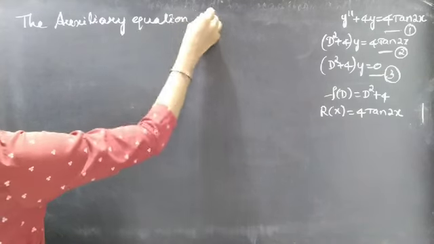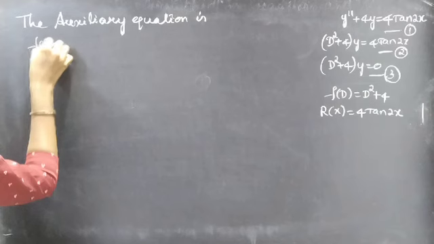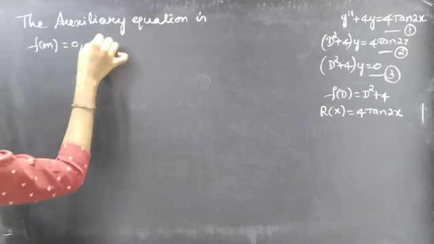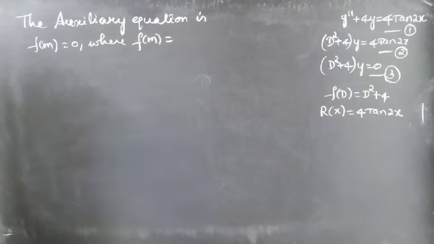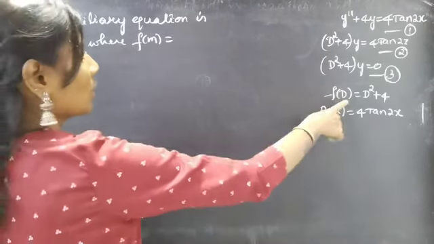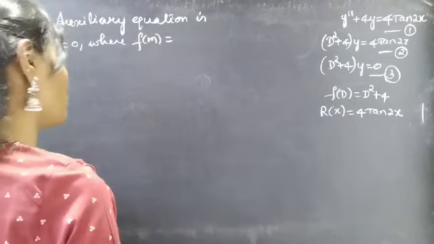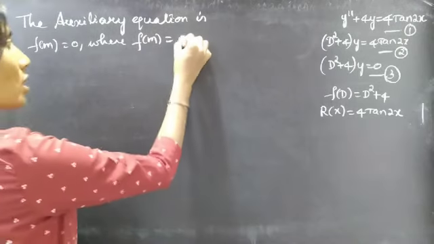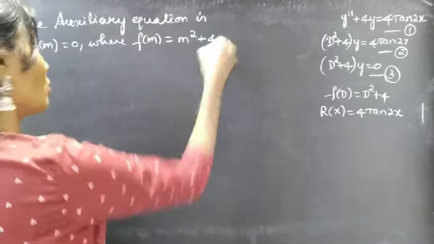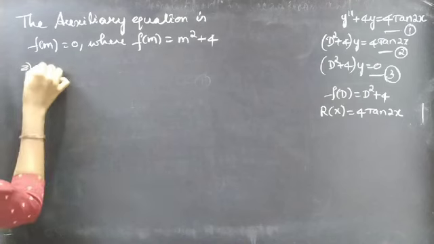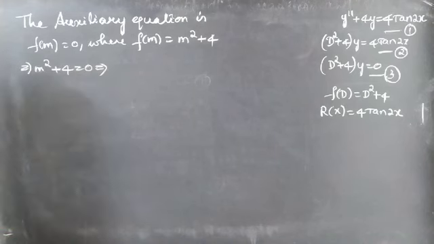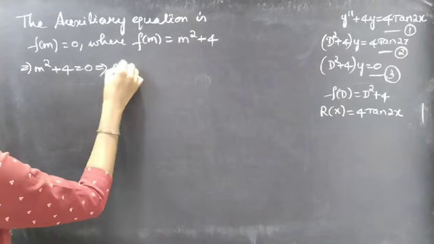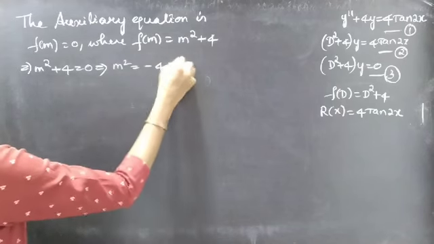The auxiliary equation is f of m equal to 0, where f of m equal to, we have f of D equals D square plus 4, right? Let's replace the differential operator D by m, so that we'll get f of m equal to m square plus 4. Now the auxiliary equation becomes m square plus 4 equals 0. Now we need to find roots of this equation. This gives m square equals minus 4.